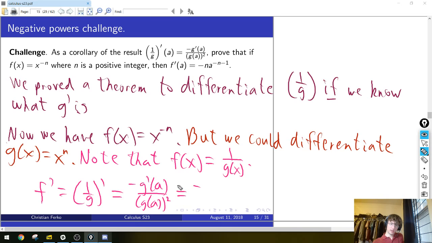So what is the derivative of g at a, where g is this thing? Is this going to simply be negative n x to the power of n minus 1? Good, so that's the top. What's the bottom?